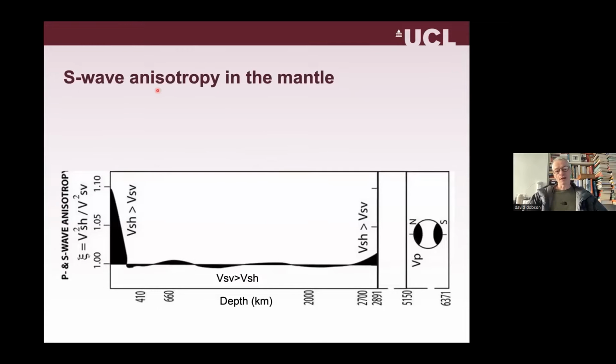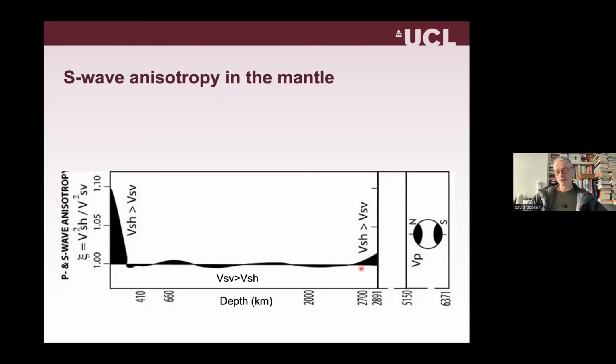So if we look at the S wave anisotropy in the mantle, this is just the ratio of the horizontally polarized shear wave to the vertically polarized shear wave. As you go down through the mantle, you start off with a very strong anisotropy in the upper mantle, and in particular in the lithosphere. So this is, we think, olivine preferred orientation. And then through most of the mantle, there's very, very little anisotropy. And we think certainly below 660 kilometers depth in the lower mantle, that's probably because it's deforming in diffusion creep. Temperatures are high, stresses are low, it's deforming in diffusion creep. That seems to be reasonable.